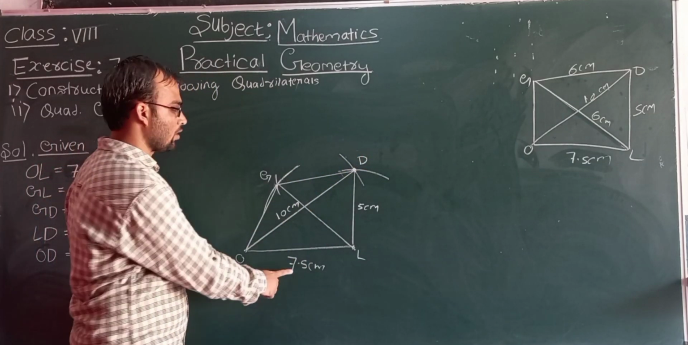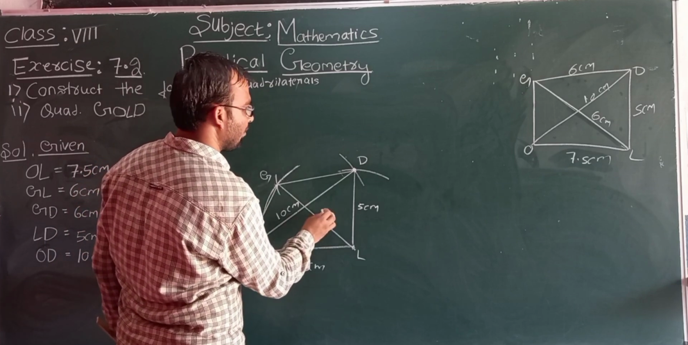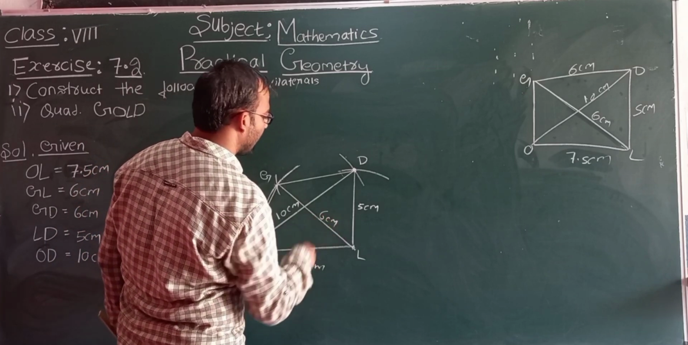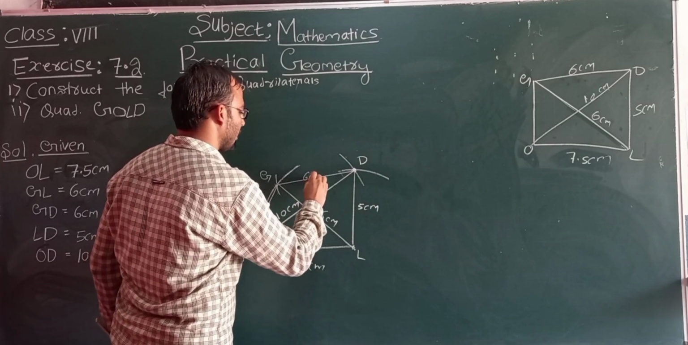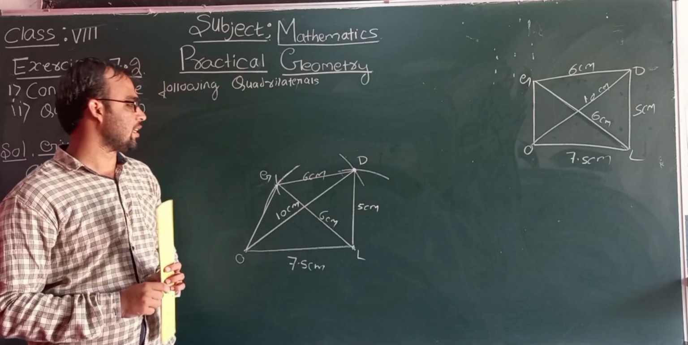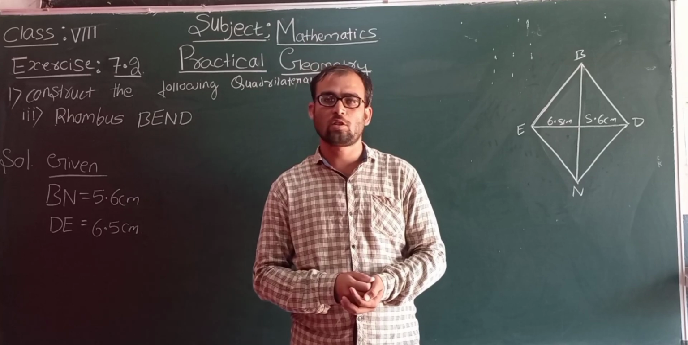So this is of 7.5 centimeter, this is 10 centimeter, this is 6 centimeter, and this is also of 6 centimeter. So this is the required quadrilateral. Students, now let us solve the third question.